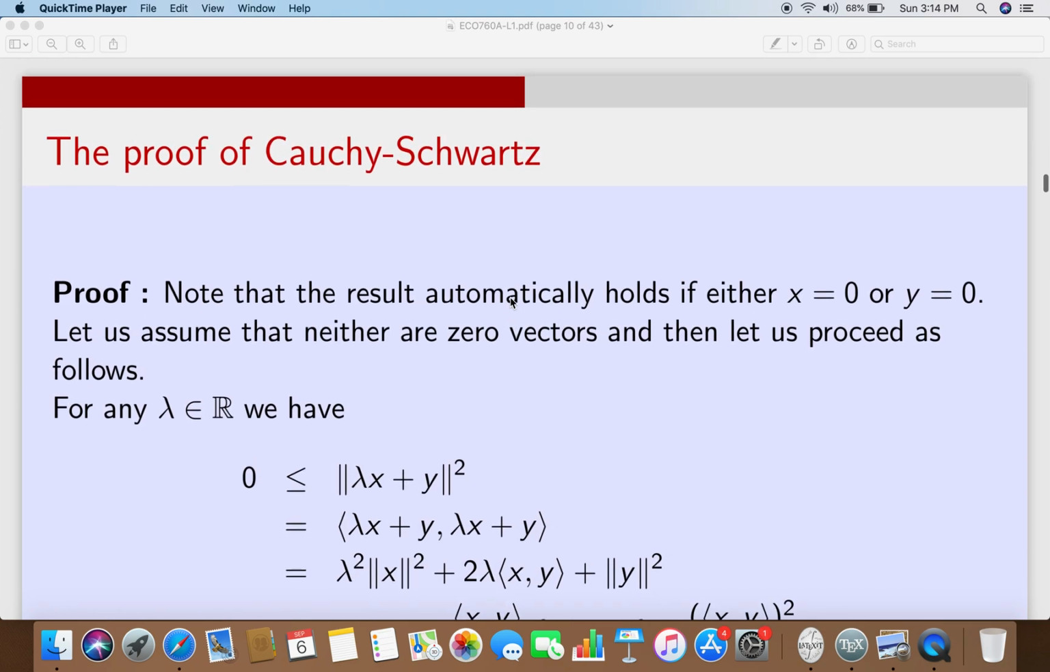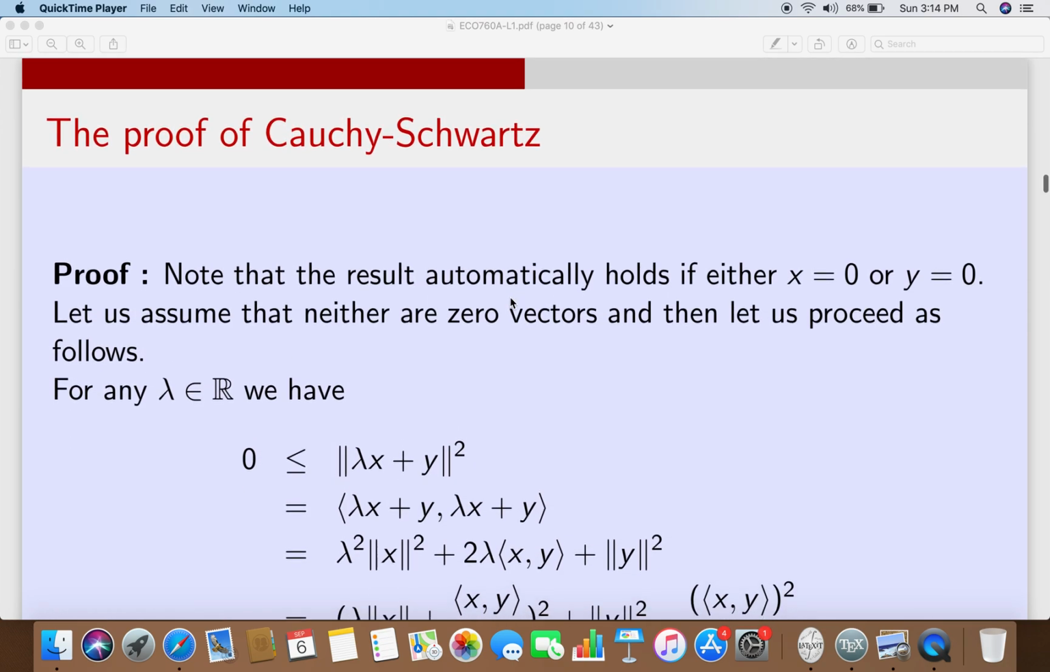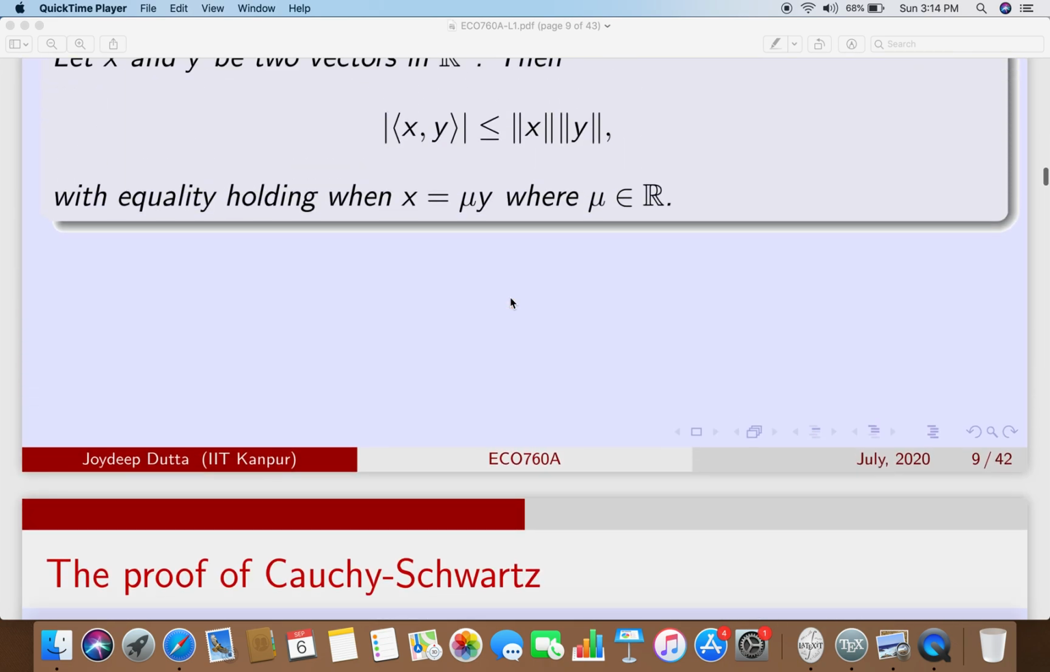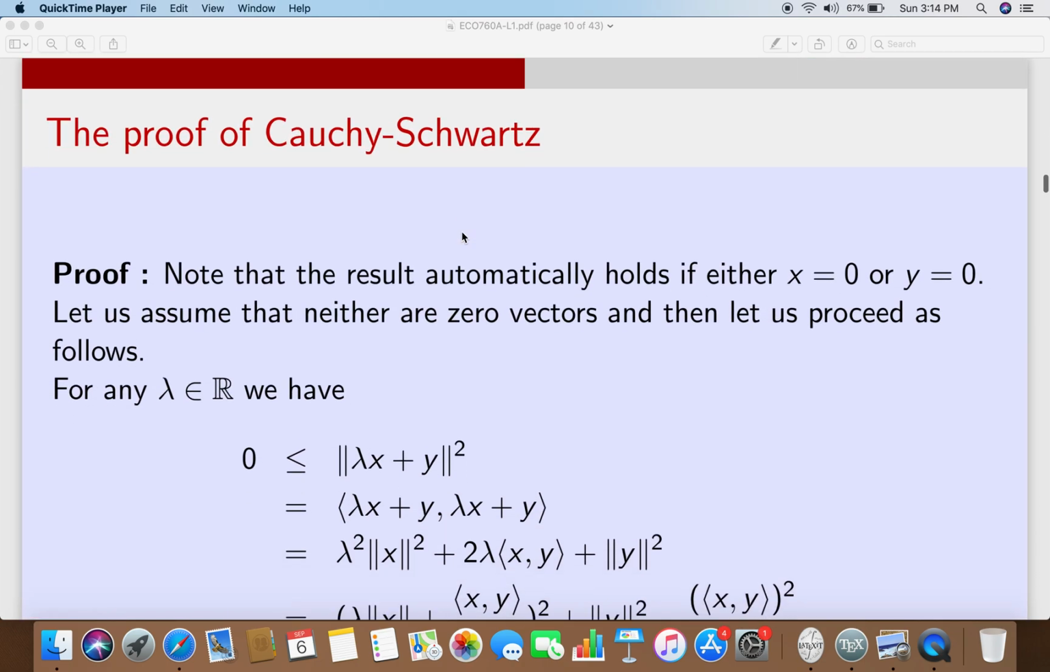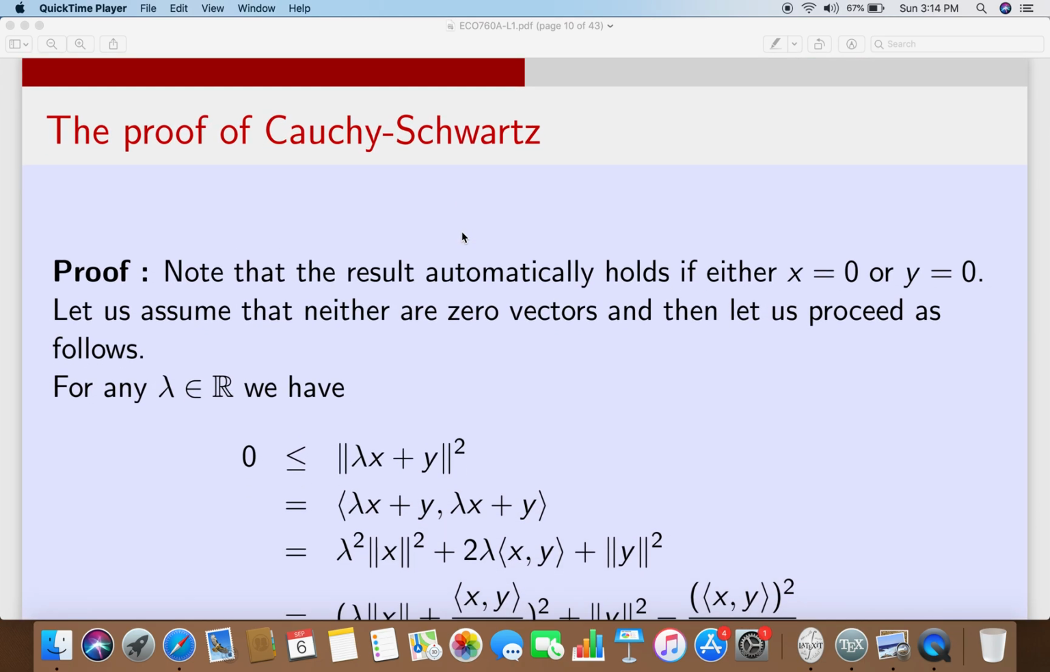So let us see how we could prove the Cauchy-Schwarz inequality. If I put either x equal to 0 or y equal to 0 or both 0, the inequality holds with equality because it will be 0 on both sides. If not, suppose x and y are not 0. Then for any lambda in R, construct the vector lambda x plus y and take the square of the norm, which is greater than or equal to 0. Length cannot be less than 0.